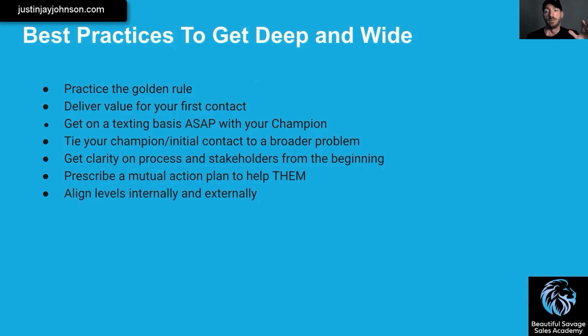Next thing you want to do: align levels internally and externally. So here's what I mean by that. To strengthen being multi-threaded in an account, align different people in the organization, especially if you're selling complex deals. Bring in your leadership, your manager, your RVP, SVP, or even your C-suite if the deals are big enough. And it makes sense, because that builds credibility of your organization with them. And then the more relationships that are had, the more it de-risks the deal.